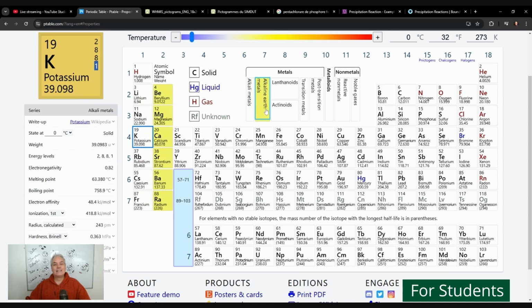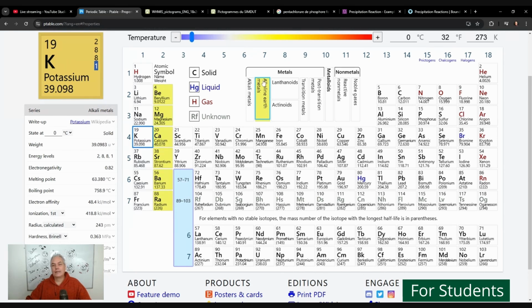The second family is the alkaline earth metals. Those ones are very similar in the fact that they have 2 electrons on the outer shell, and interestingly enough, it gives them similar properties. They're a bit harder than the alkali metals. They do react with water, but much less, and they are solid at room temperature.